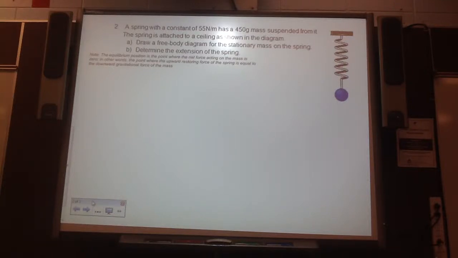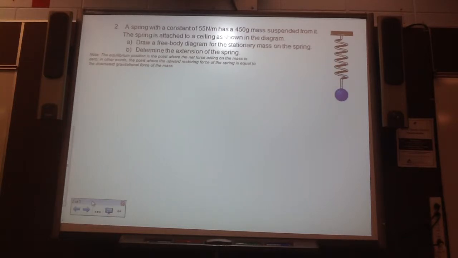A spring with a constant of 55 Newton meters has a 450 gram mass suspended from it. The spring is attached to a ceiling as shown in the diagram. Now, keep in mind, we need to think about what Fnet is.